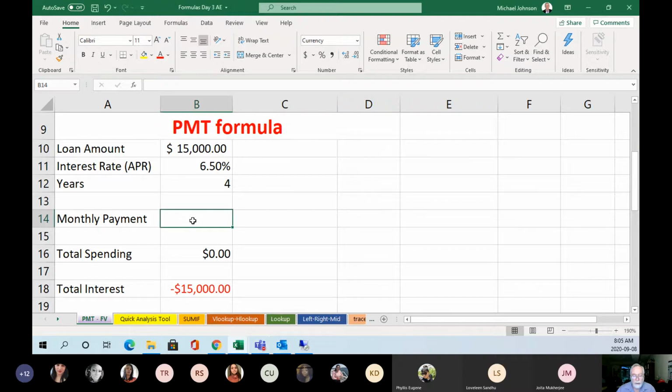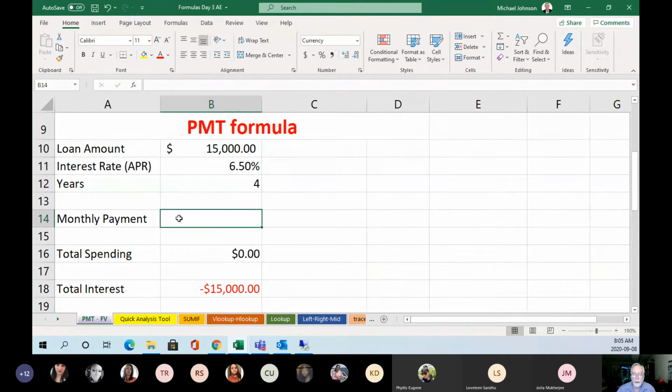So I'm going to type it into this particular cell. I'm just going to widen this cell a little bit so we can see it more clearly. There it is. So it says here that the principal is $15,000. That's what we're borrowing. And the interest rate on that $15,000 is 6.5%. Whenever the interest rate is given to you, it's always yearly.